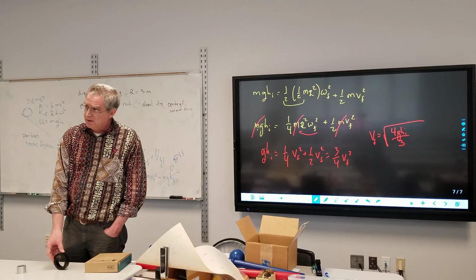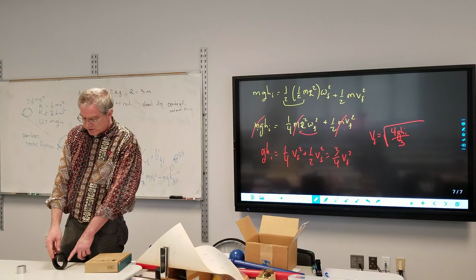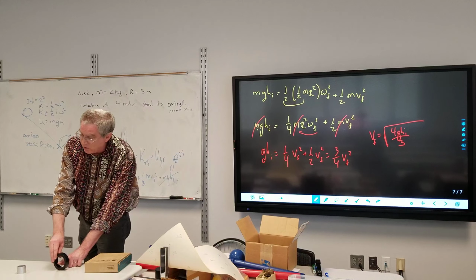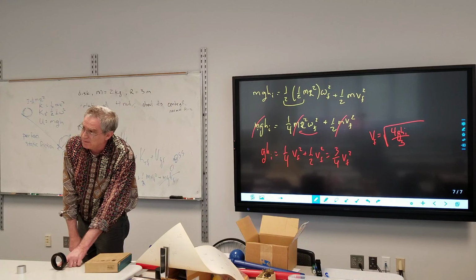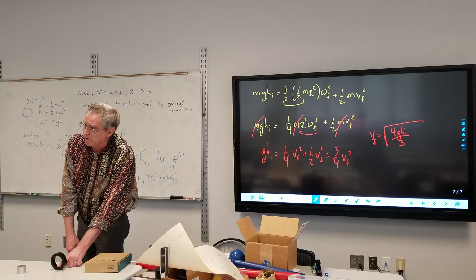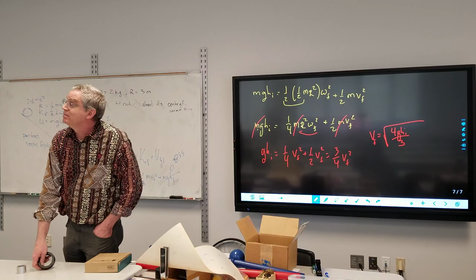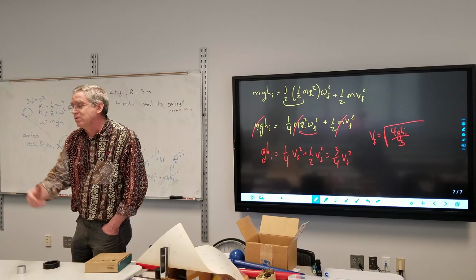Would it be the very center? If it's the very center, then the whole thing is going to rotate about my finger, but it doesn't rotate, it runs into my finger. So it's the point of contact? Yes, it is the point of contact.